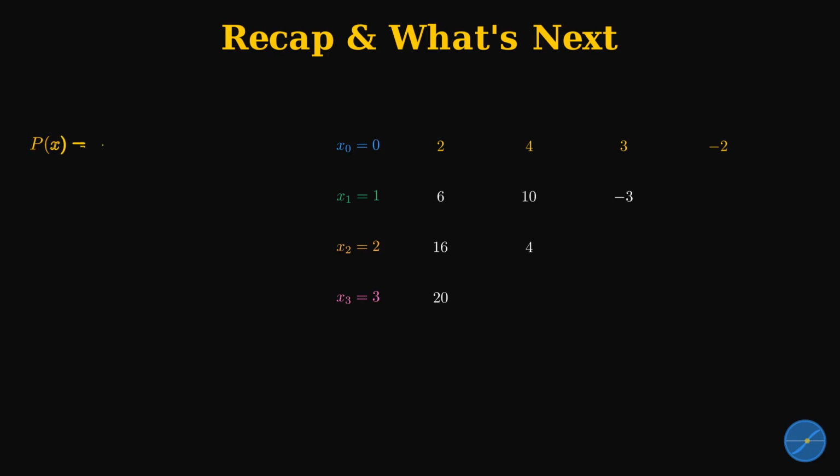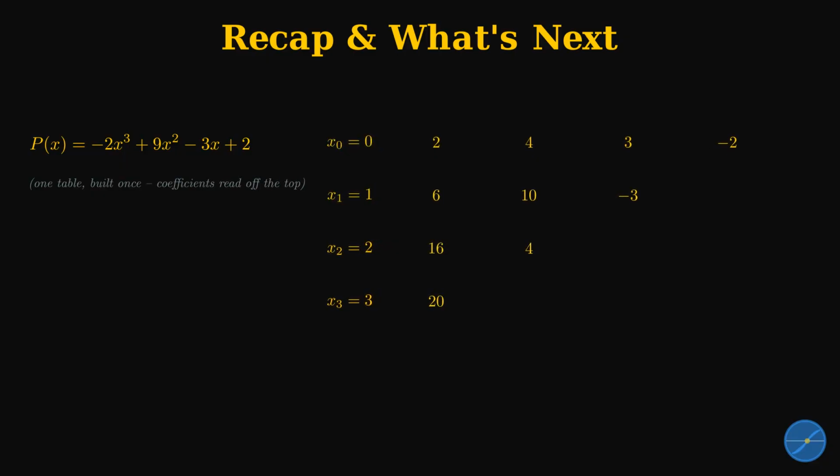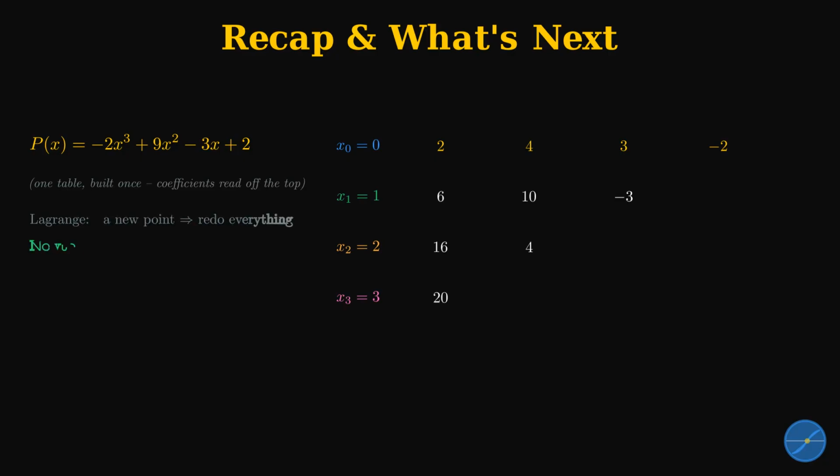So that's the Newton way. Build a table once, read the coefficients off the top, and when new data comes, just add a row and a term. It's everything Lagrange gave us, but it grows, nothing wasted.